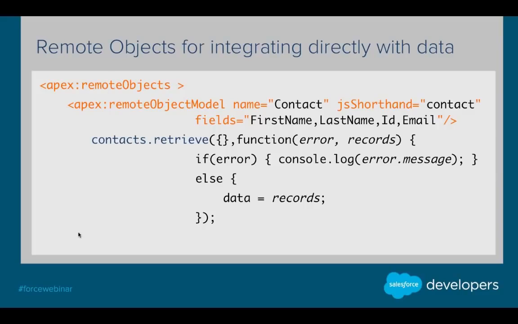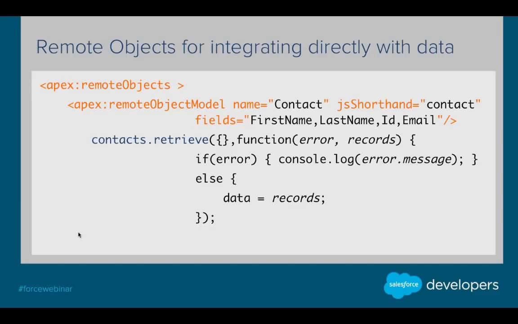So you've been looking at the slide for a little while, and we're talking about how great it is. Let me tell you exactly what it is that you're looking at. Remote Objects is a Visualforce component. So you see here we've got the Apex remote objects, and then within that component, we can define data models. So the remote object model is going to allow us to define a data model. In this case, I'm binding it to contact, and I can also bind it to specific fields, so first name, last name, ID, and email.